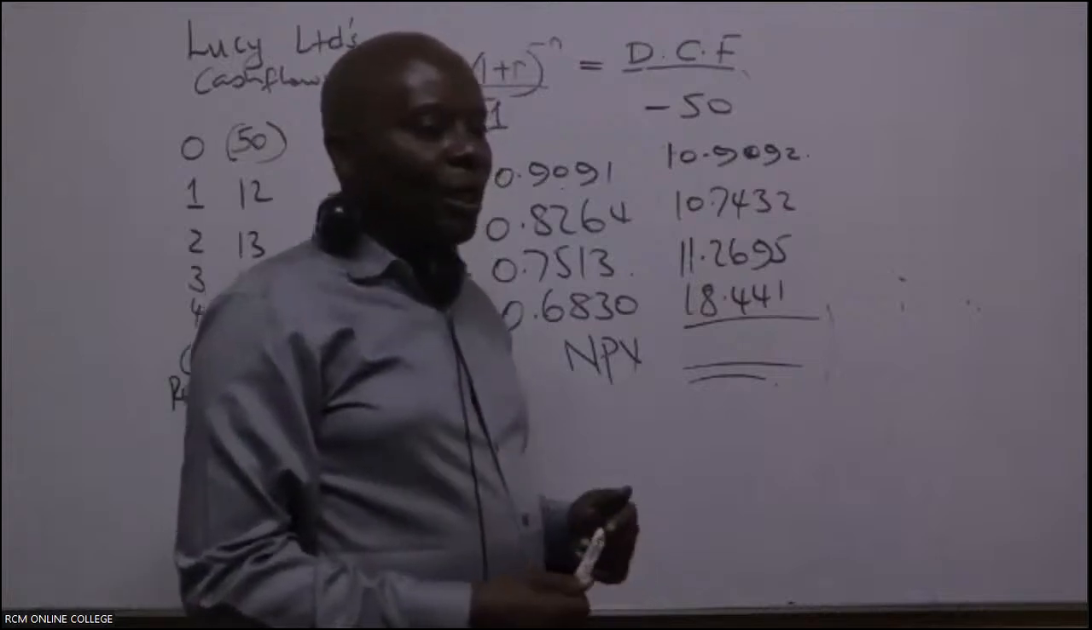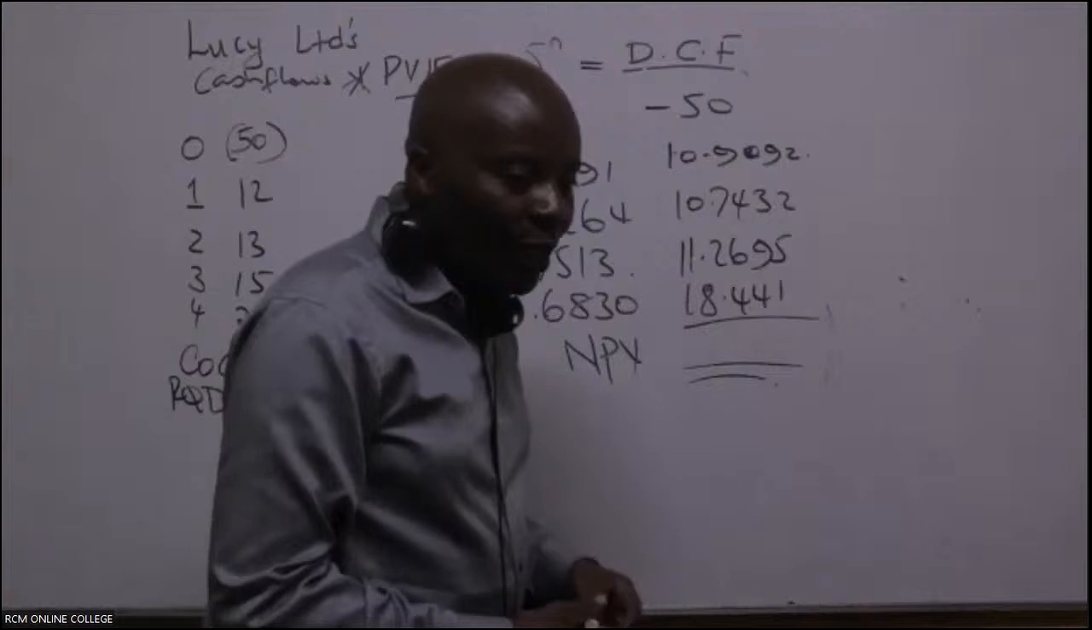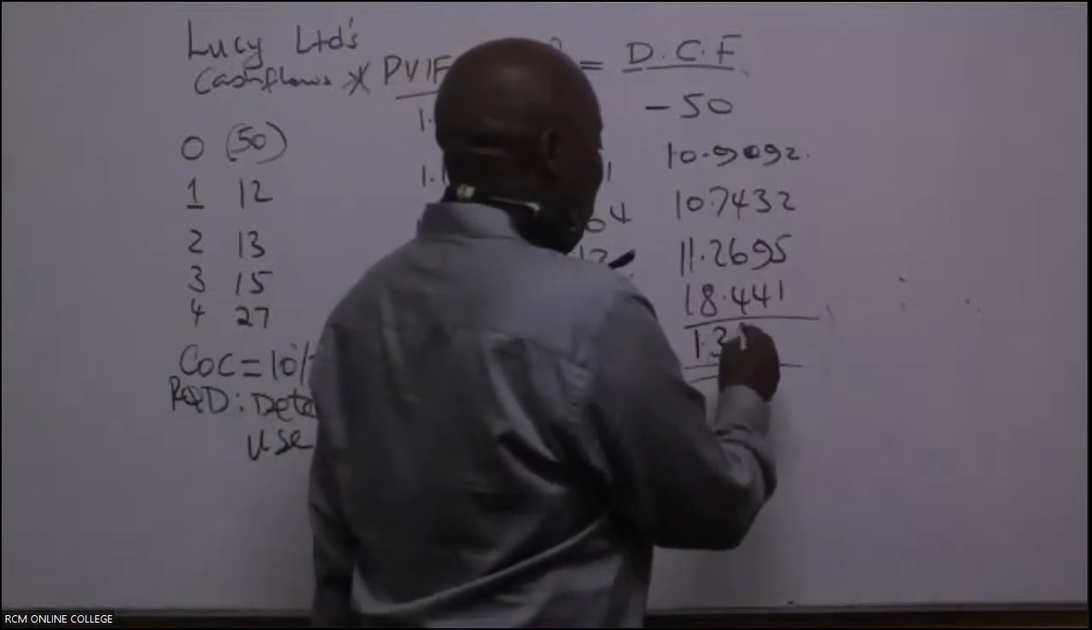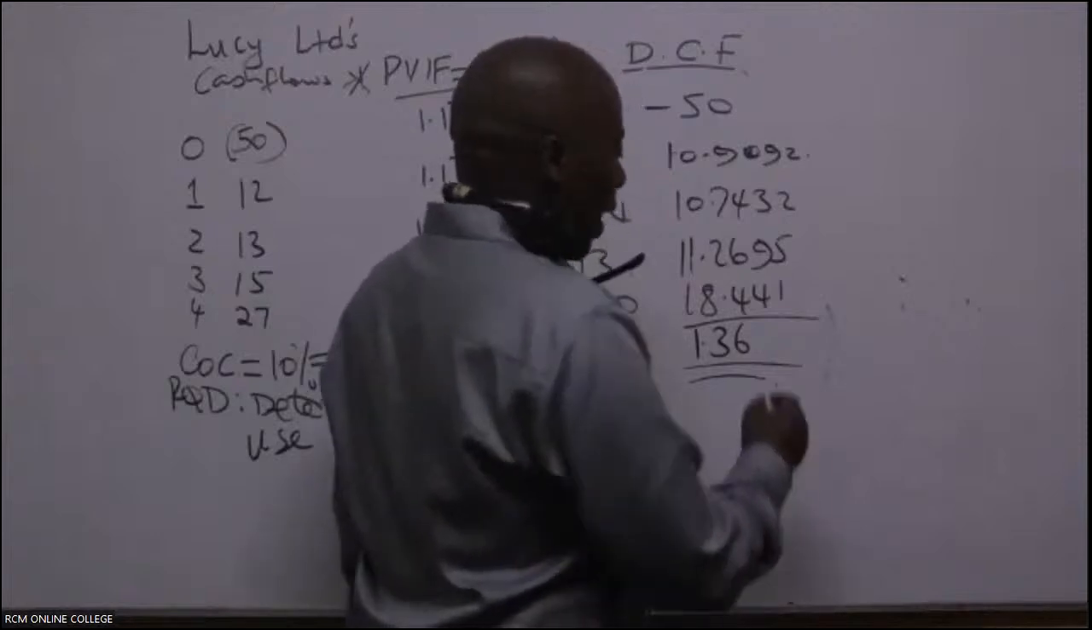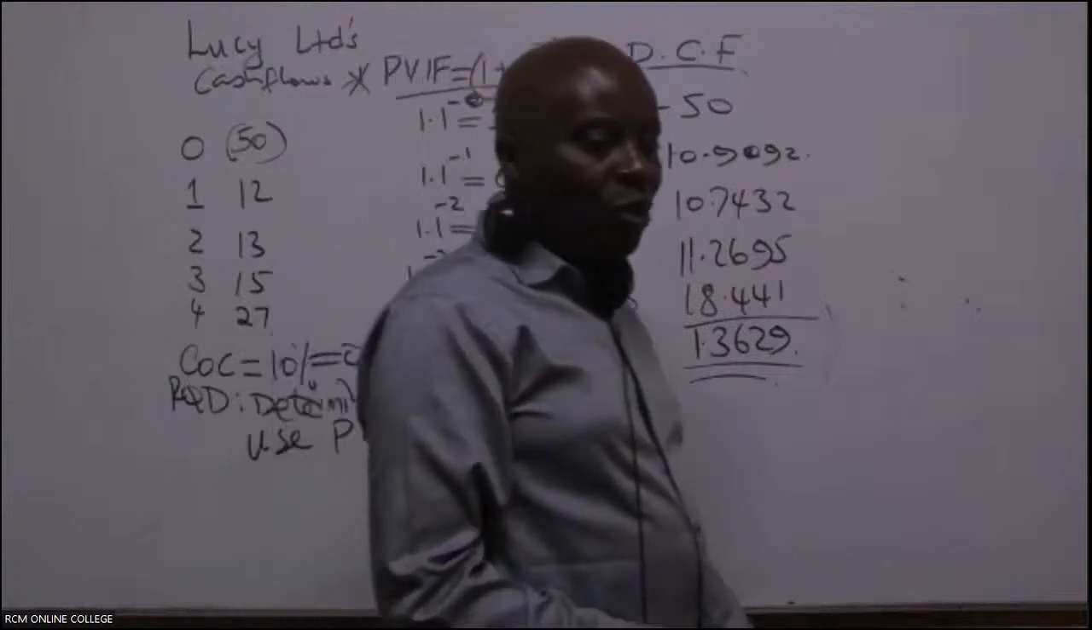Somebody talk to me. So according to Eunice and Lucy Allen, the net present value is 1.3629. Thank you so much.